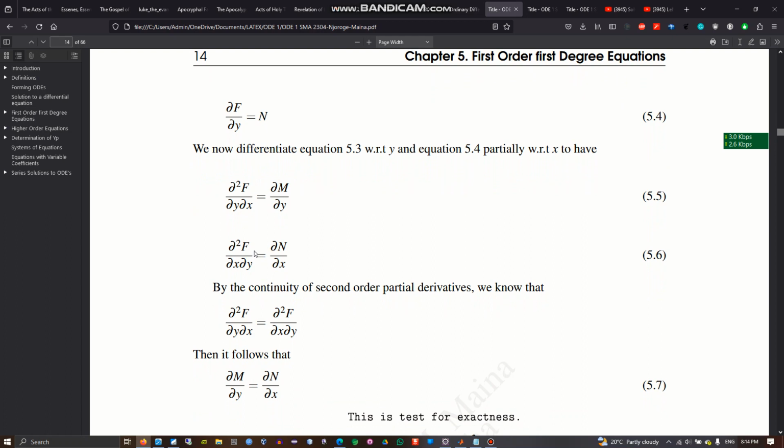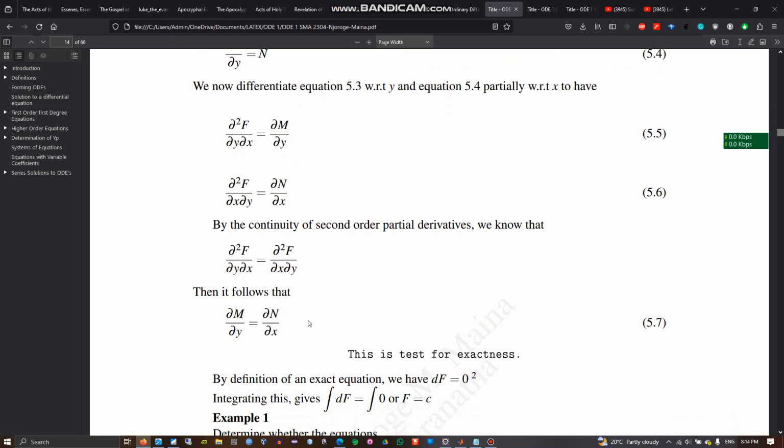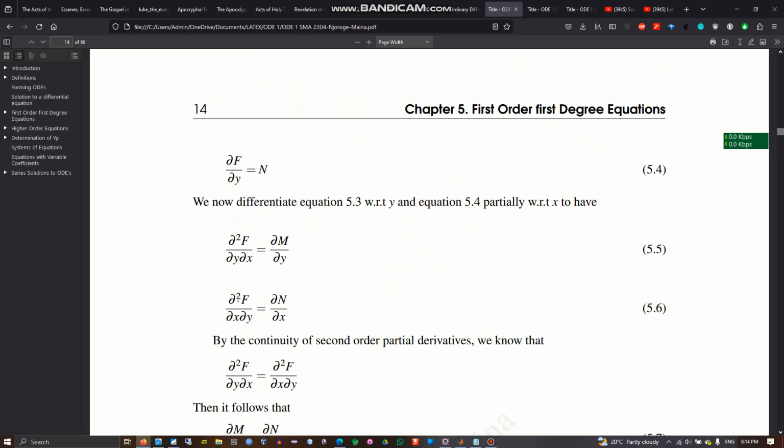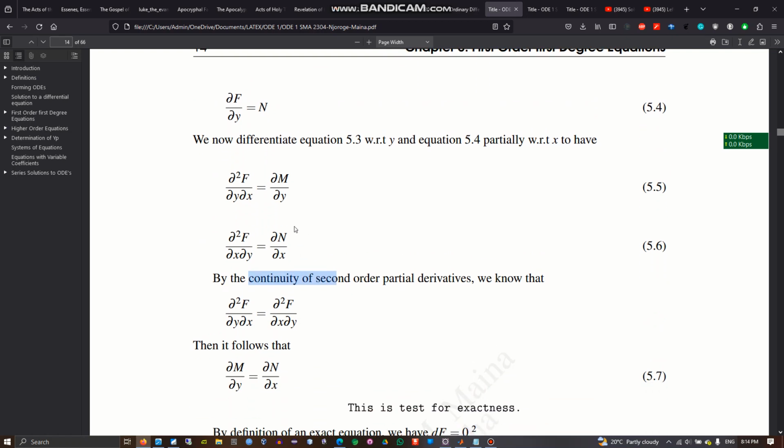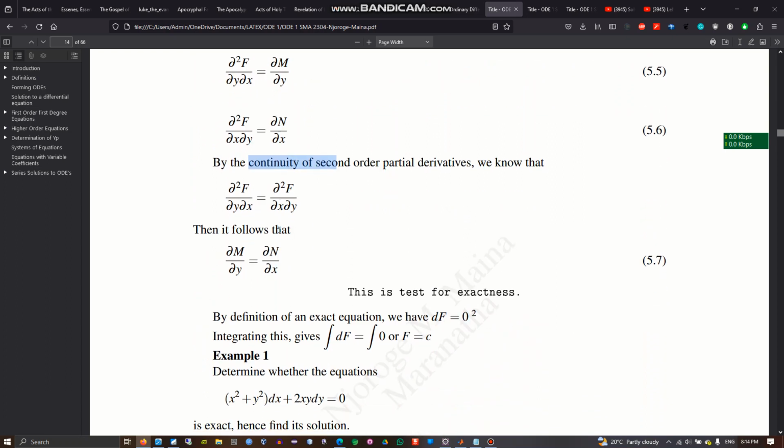Now, by the continuity of second order partial derivatives, we know that this one is the same as this. The second partial derivative of f with respect to y and then x is the same as with respect to x and then y, by the continuity of second order partial derivatives. So it follows that the partial of M with respect to y is equal to the partial of N with respect to x, and that's how we can test for an exact differential equation.